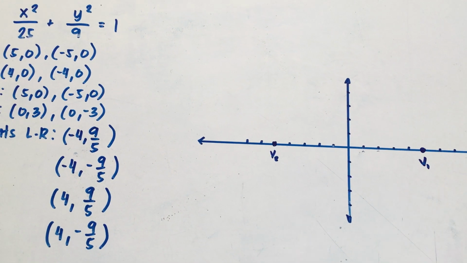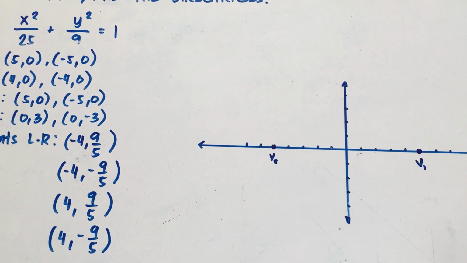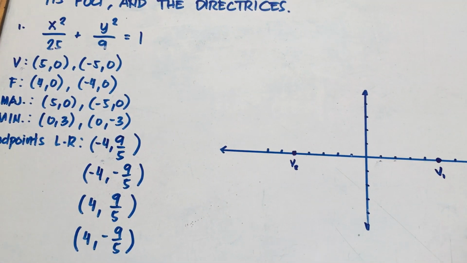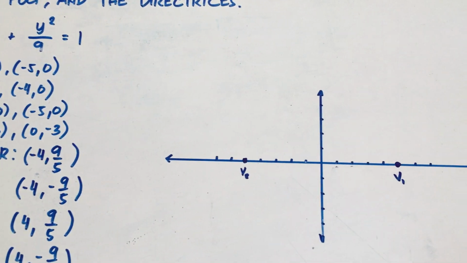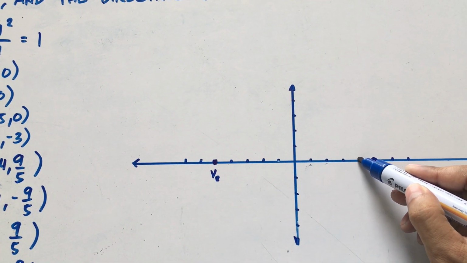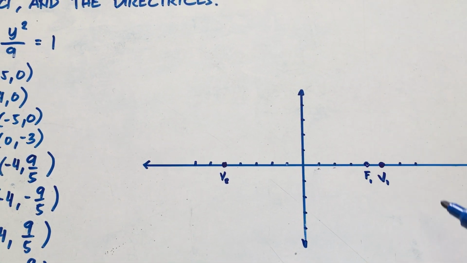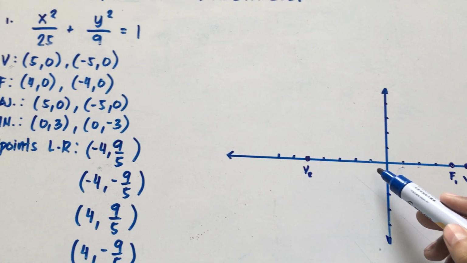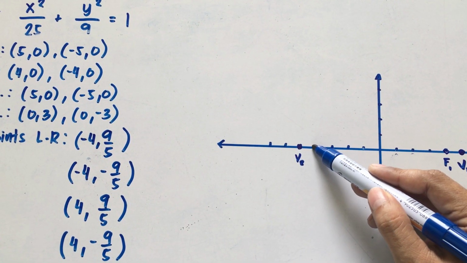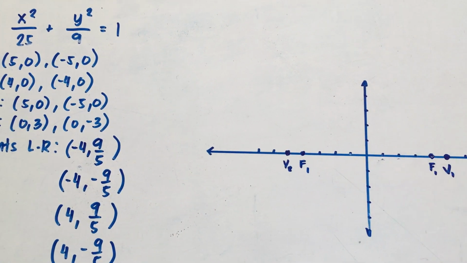Okay, after plotting the values of your vertices in the Cartesian coordinate plane, we also need to plot our foci, or the two focus. We have 4, 0. 1, 2, 3, 4. So this is your focus 1. While the other focus is negative 4, 0, which is 1, 2, 3, 4. This will be your focus 2.